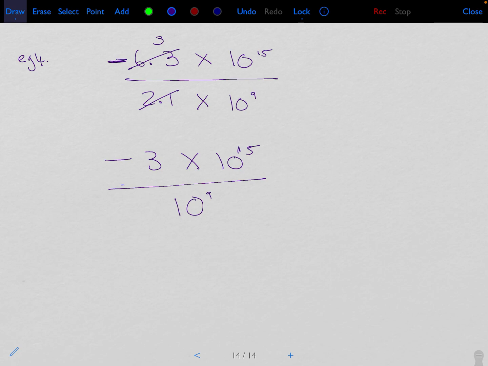Now we know that we can subtract the two exponents. And if you think about it, at the top here, you've got 15 tens. You've got 10 times 10 times 10 times 10, 15 times. At the bottom, you've got 9 of them. Surely there are going to be 6 left. And surely they're going to be at the top. Okay, there we go.